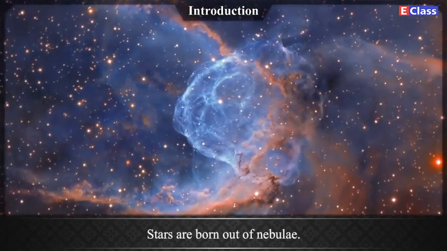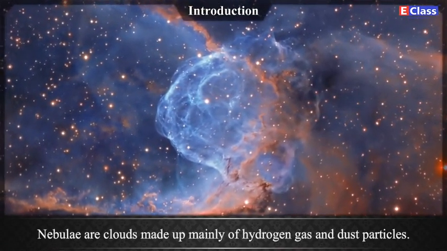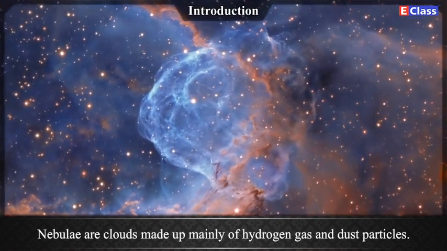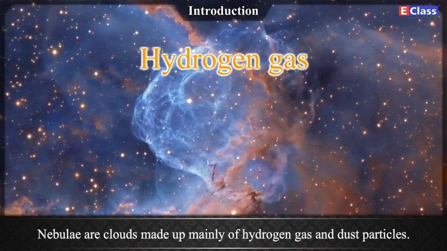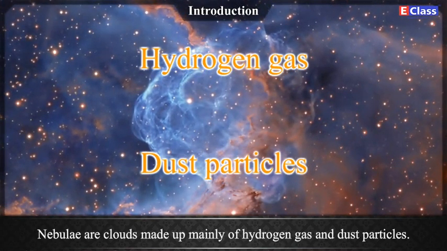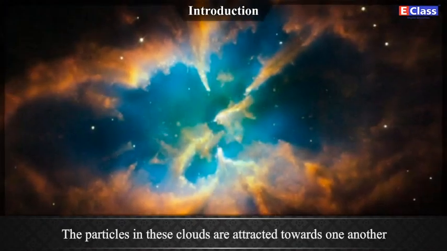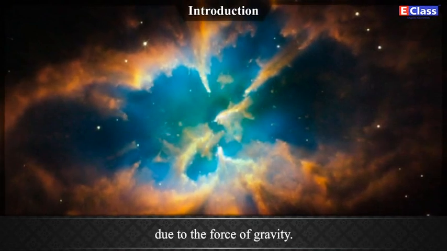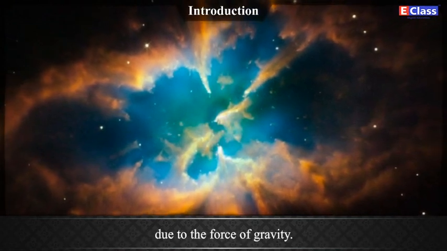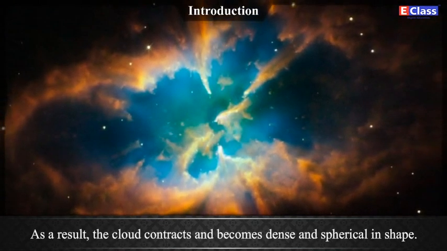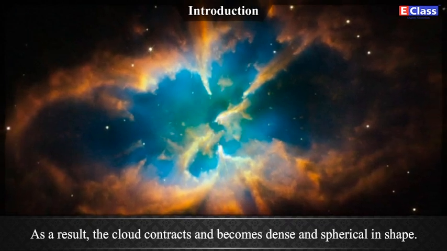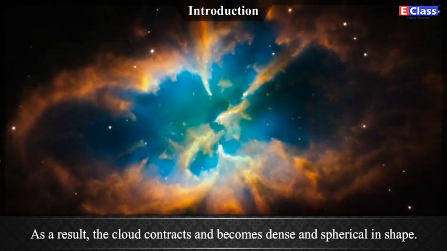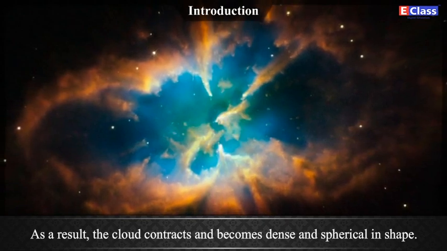Stars are born out of nebulae. Nebulae are clouds made up mainly of hydrogen gas and dust particles. The particles in these clouds are attracted towards one another due to the force of gravity. As a result, the cloud contracts and becomes dense and spherical in shape.